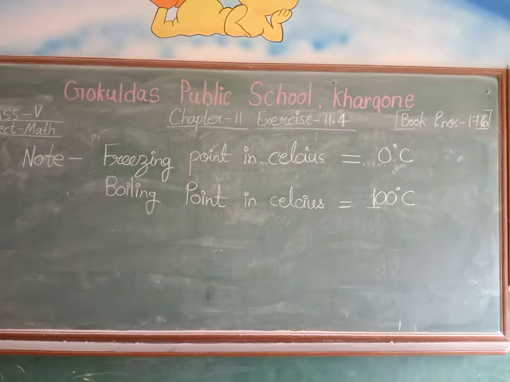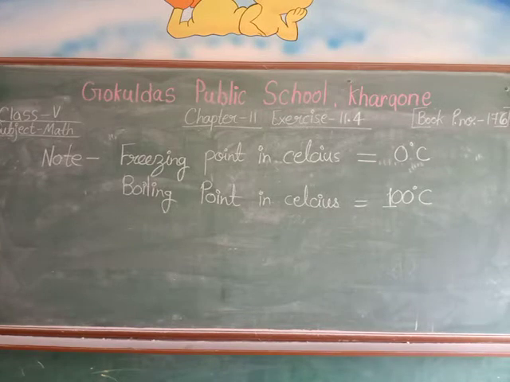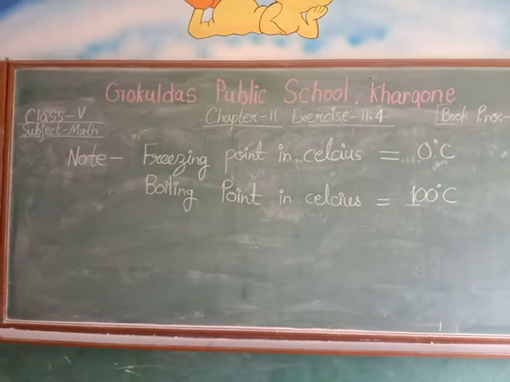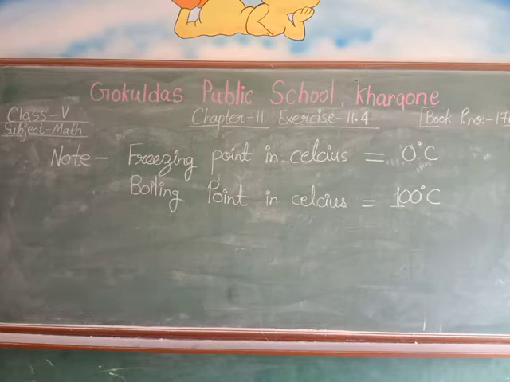Freezing point in Celsius is 0 degree C and boiling point in Celsius is 100 degree C. Freezing point means the point at which water freezes, means it becomes ice. And boiling point means the point at which water starts boiling.